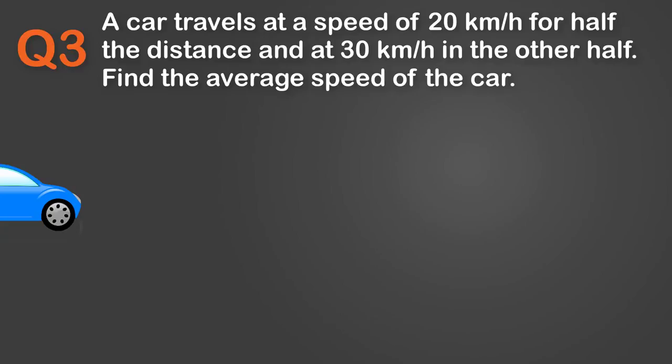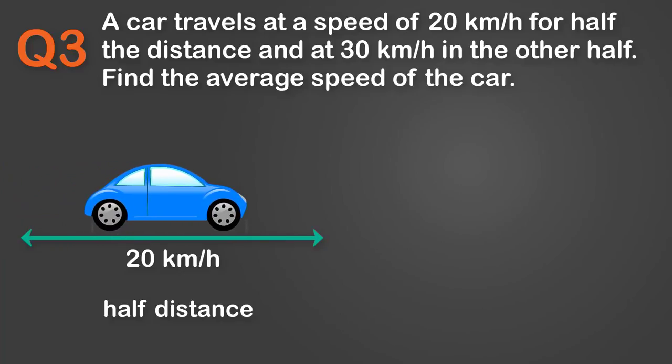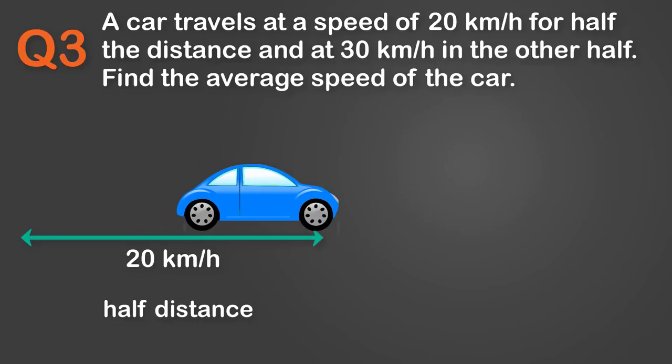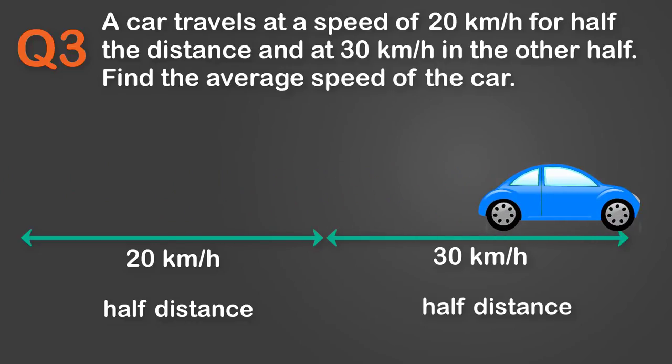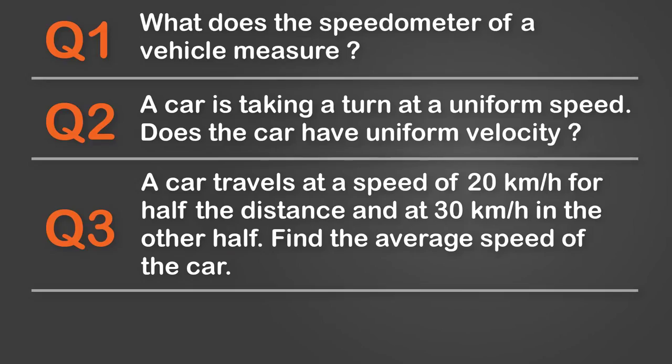Question 3. A car travels at a speed of 20 km per hour for half the distance and at 30 km per hour in the other half. Find the average speed of the car. So here are the 3 questions.